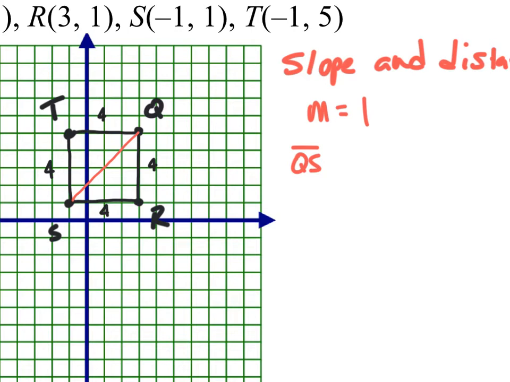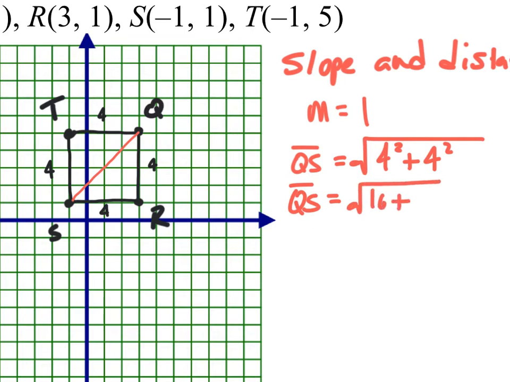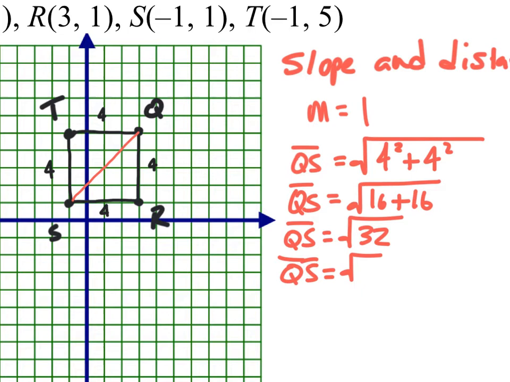If I'm trying to find the distance, then QS is equal to the square root of 4 squared plus 4 squared. So QS is equal to the square root of 16 plus 16, which is the square root of 32. I can split that up and simplify it as the square root of 16 times the square root of 2. So QS is equal to 4 times the square root of 2. That's just the distance of QS.